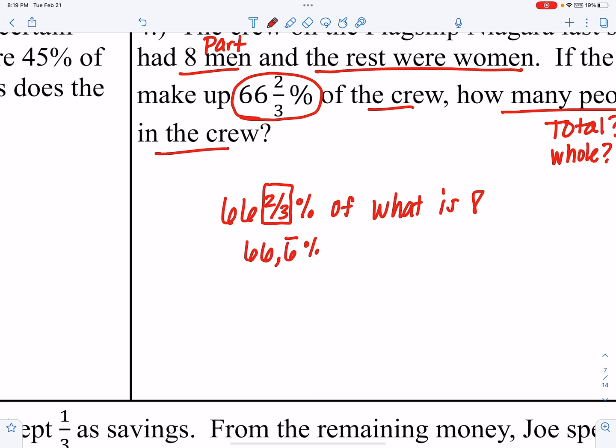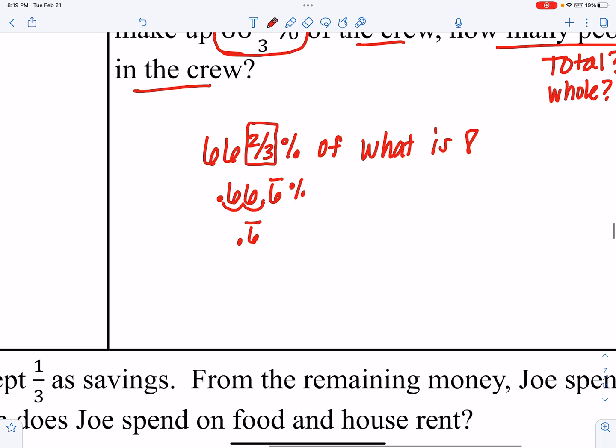So now we can go ahead and divide by 100 and move the decimal over to the left, and you can see we now have 0.6 repeating. We can't work with a repeating decimal, so we're going to have to change this to a fraction. We already know that this fraction is 2/3, and so this is what we end up with as a fraction. So we have 2/3 of means times, what is x, is equals, and 8.